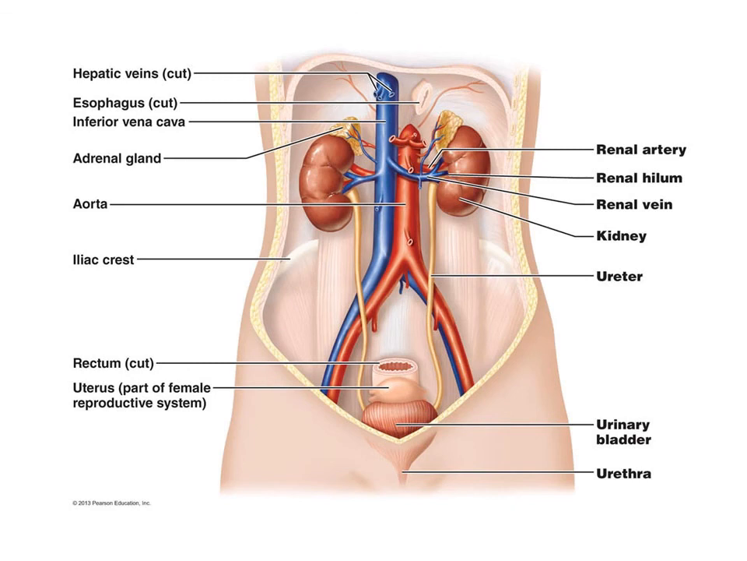So just to review, we have the aorta, which brings blood into the renal artery, which brings blood into the kidney, which ends up filtering the blood and delivering urine into the ureter, which ends up going into the bladder, urinary bladder, and which goes into the urethra, and that goes out.